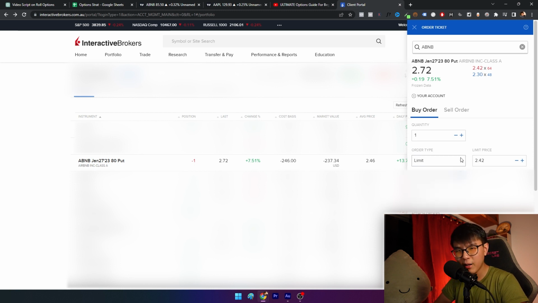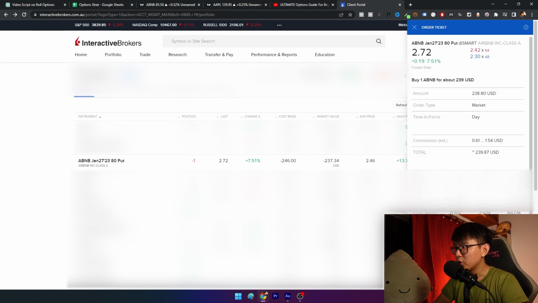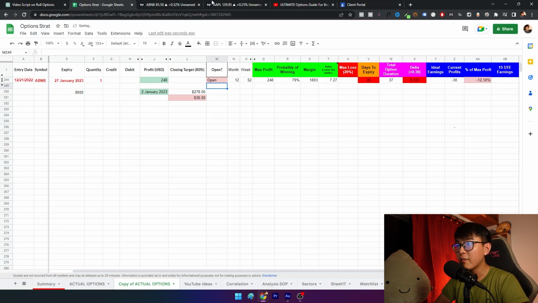For beginners, I think market price is fine, but in general, I would say a limit order might be better. For beginners, I don't think you have real-time data, so if you put a limit order, this will not be really accurate anyway. So just choose market, click preview, and then buy back your particular option. Then it will show you how much it will cost to buy back the option. But for simplicity's sake, let's assume that this amount over here is about $270. And I'll change this profit to negative $30.